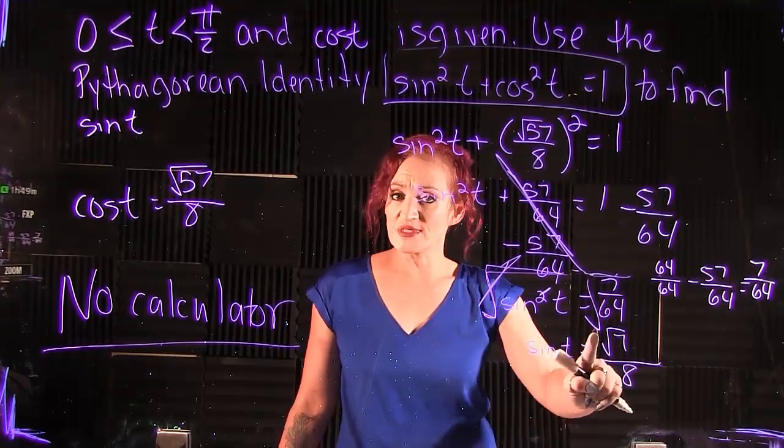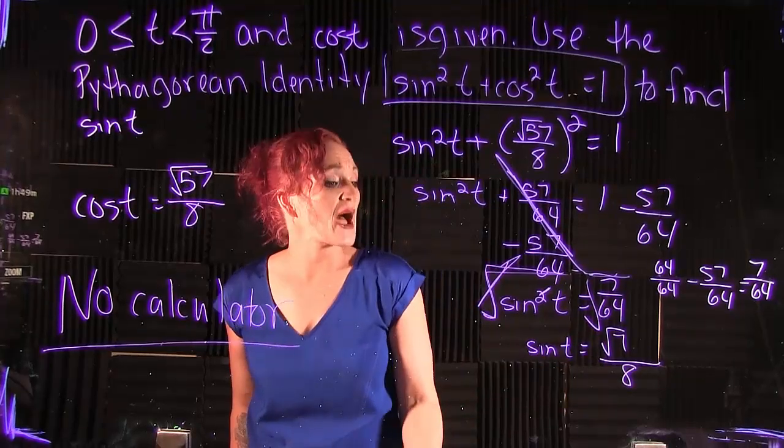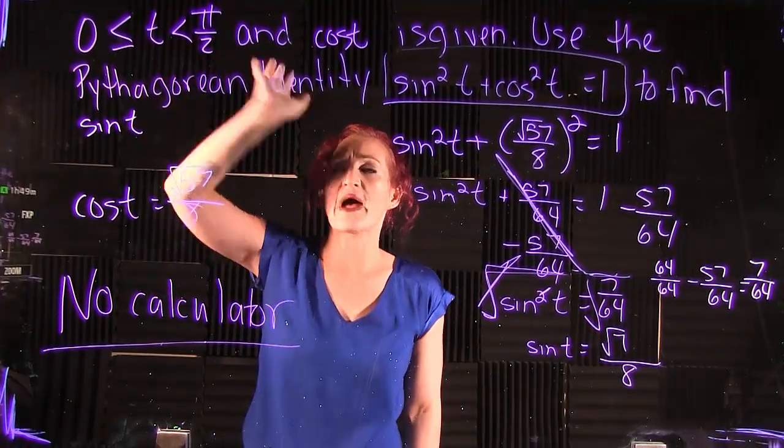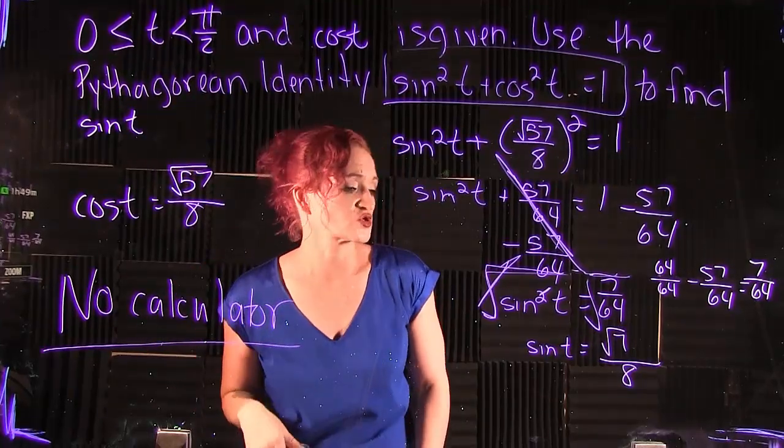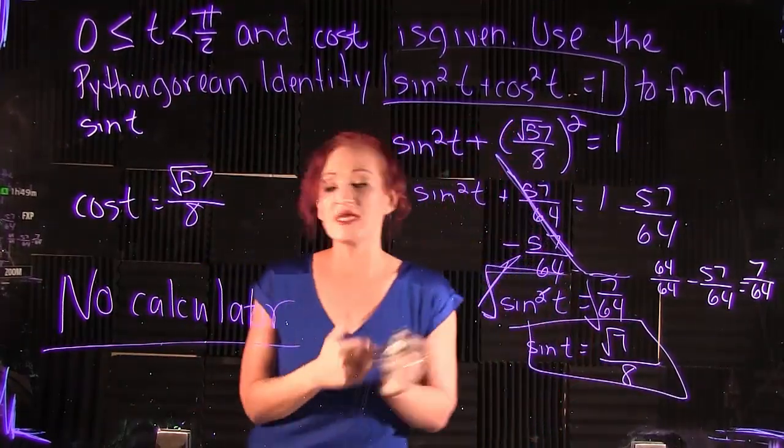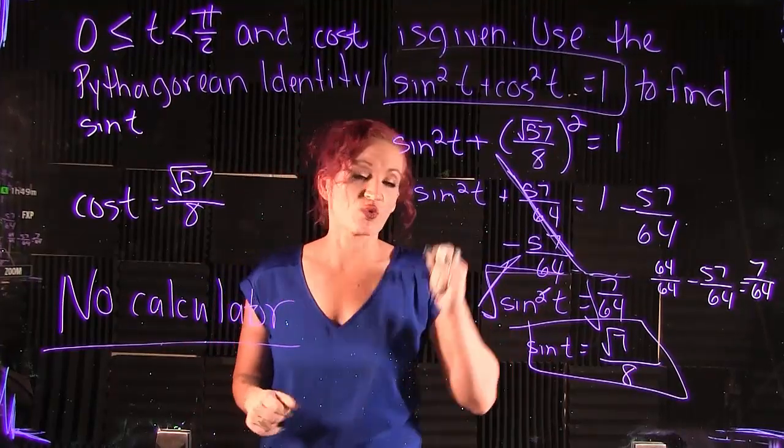Typically, when we take square roots, it is a plus or minus. But again, we are talking about measurements in the first quadrant. Everything is positive in the first quadrant. So sine t is equal to square root of 7 over 8.